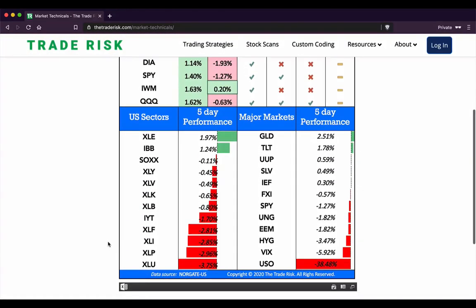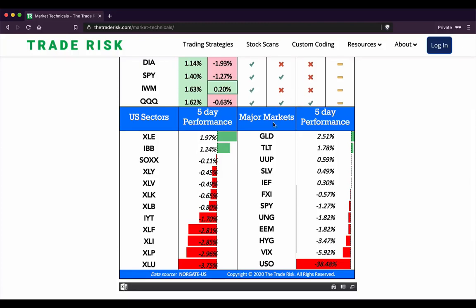If we scroll down and take a look at sectors here, not as impressive. You can see XLE and biotech at the top of the list, the only green sectors right now, energy and biotech. Semiconductors nearly green, but still closed the week in slightly negative territory over the past 5 trading sessions. And on the downside, utilities, staples and industrials are all suffering here, down about 3 to 3.5% over the past 5 trading sessions.